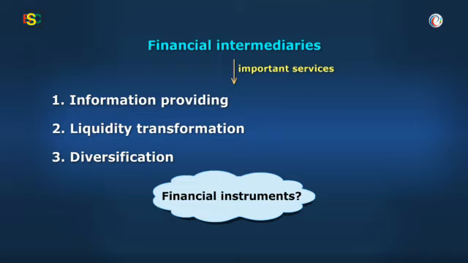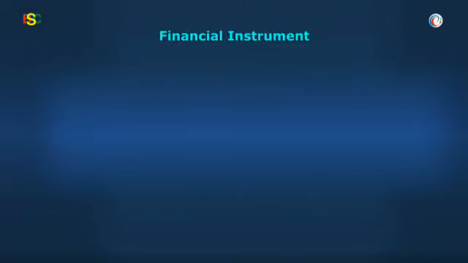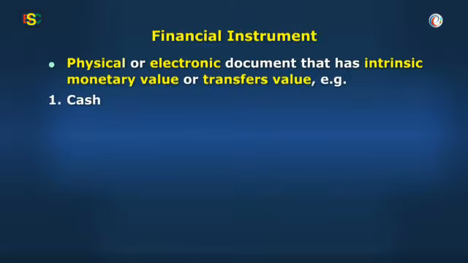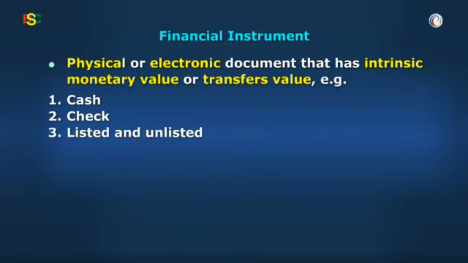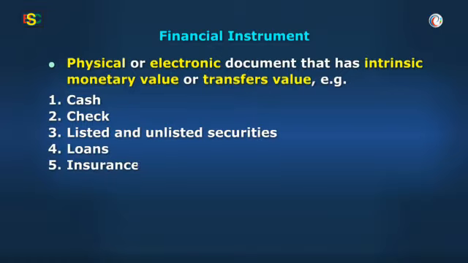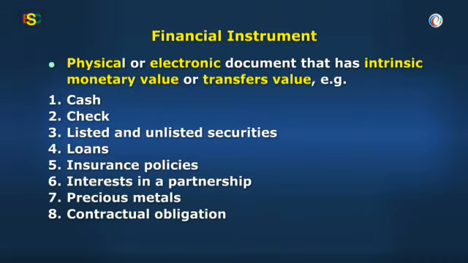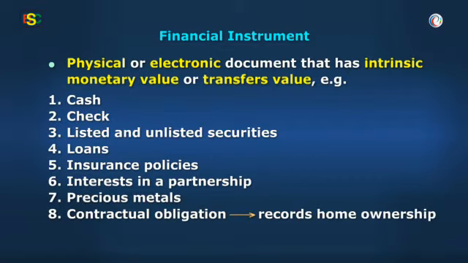Vidya, listen carefully. A financial instrument is a physical or electronic document that has intrinsic monetary value or transfers value. For example, cash is a financial instrument, as is a check. Listed and unlisted securities, loans, insurance policies, interests in a partnership, and precious metals are also financial instruments. A contractual obligation is also a financial instrument, as is a deed that records home ownership.